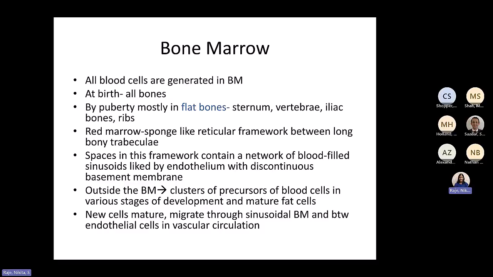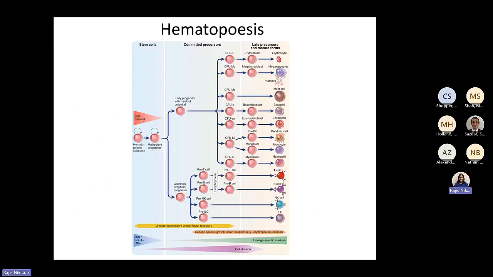Bone marrow gives rise to all the blood cells, all the immune cells. At birth, all the bones have that bone marrow that produces blood cells, but by puberty, most of the blood cells are produced in the flat bones, so sternum, vertebra, iliac bones, ribs. Not gonna talk about the bone marrow structure here. Hematopoiesis, I feel like this is something that you guys already know about.